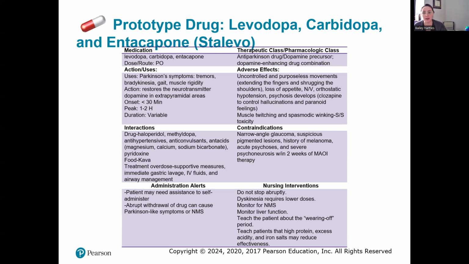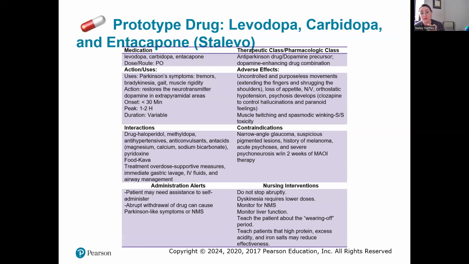So if I'm having muscle twitches or spasmodic winking, maybe I need some muscle relaxers, or if I'm having some psychosis, maybe I need medications like clonazepam. We can also try gastric lavage, IV fluids, and airway management, because if they're having trouble swallowing or chewing, muscle weakness, or muscle tightness and rigidity, we definitely need to know, because that will affect our airway.